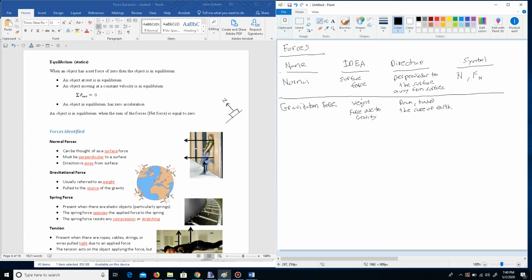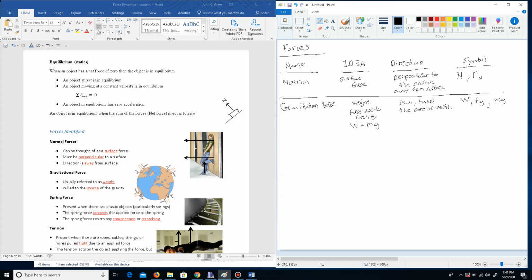And again, we refer to it a lot of times as weight. And so you see it as weight. You'll see it as Fg a lot of times. You may even see it as mg. Mg is because of how you calculate the weight. Weight is mass times gravity.